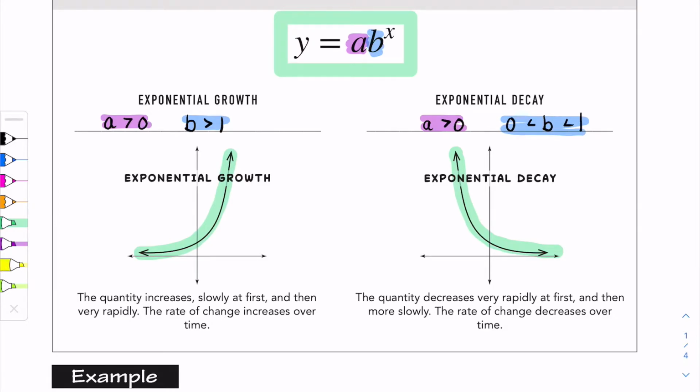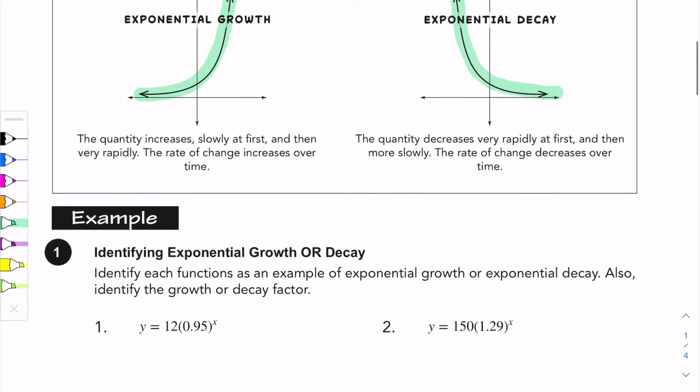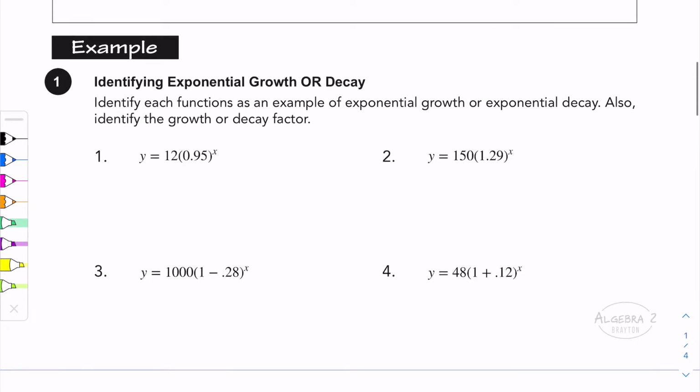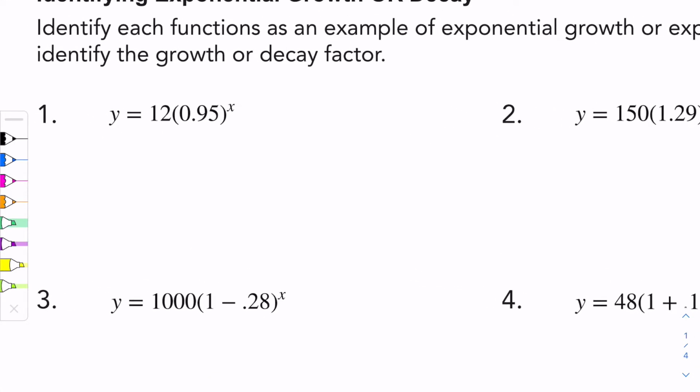So knowing this about our a and b value, knowing that if b is greater than 1 it's exponential growth, and if b is between 0 and 1, it's exponential decay, we're going to come down here and look at the general form of exponential growth or decay. So for the first one, actually before I even start, let's write the general form, which is y equals a times b to the power of x. Notice that b is the base of the exponent.